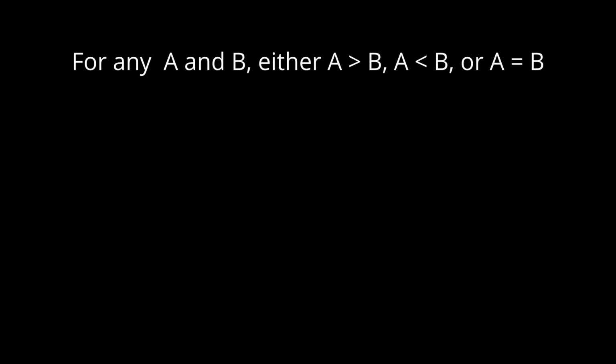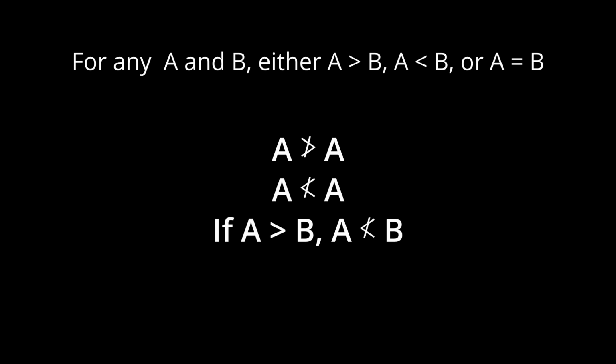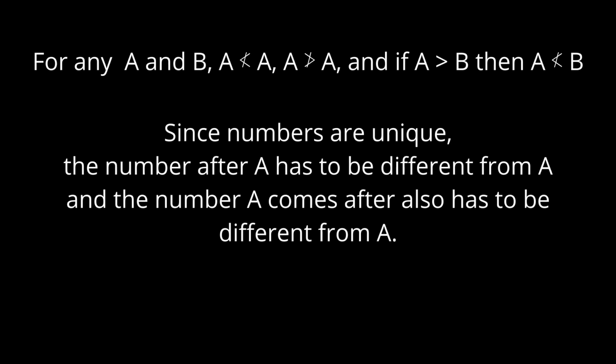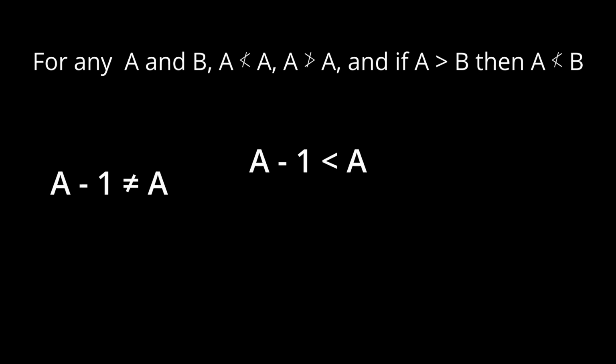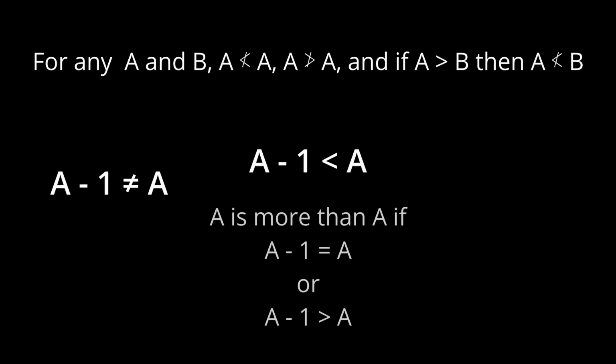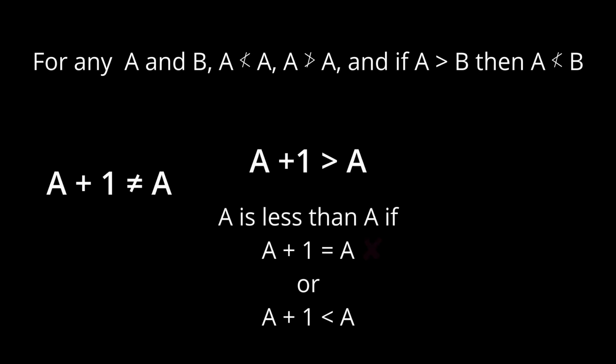To prove this, it should be enough to show three things. That a number a can't be more than itself, can't be less than itself, and that if a is more than b, it also can't be less than b. a isn't the number after a, or the number before a, from the definition of numbers. I know that the number before a is less than a, so as long as it can't also be more than a, a can't be more than itself. Similarly, since the number after a is more than a, as long as it can't also be less than a, a can't be less than itself.